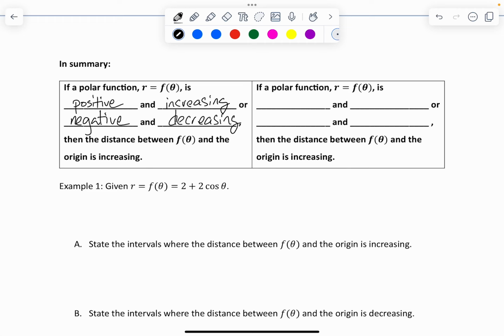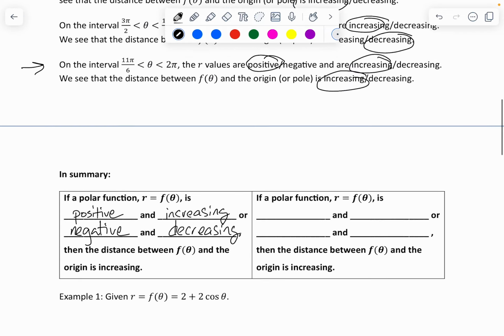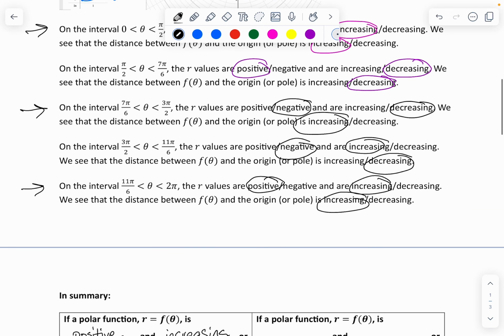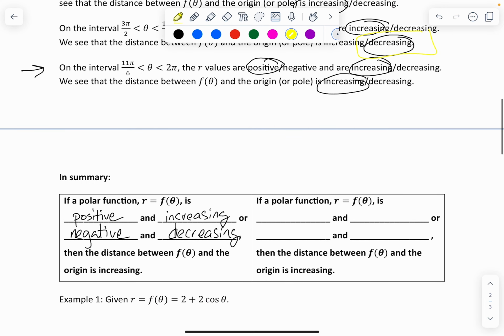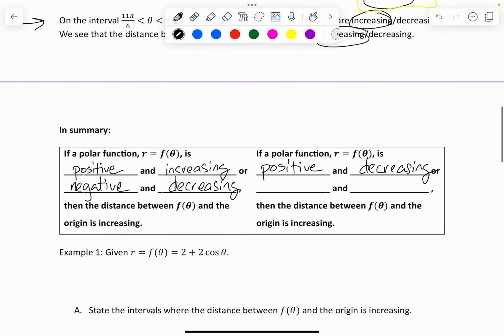So if the R values are positive and increasing or negative and decreasing, then the distance between the curve and the origin is increasing. Likewise, we can see what happens when they decrease. Where does it say that it's decreasing? We circled decreasing here and here. So what were those scenarios? That was where it was positive and decreasing, or, what was the other one? Negative and increasing.